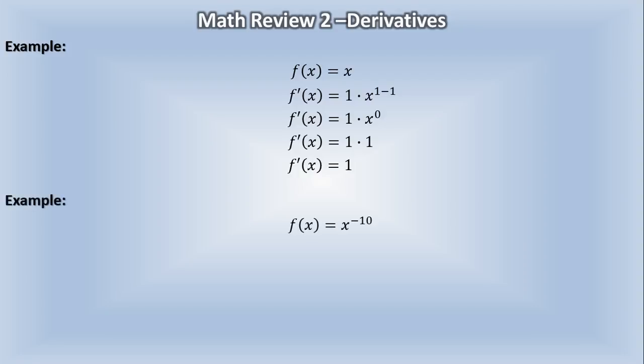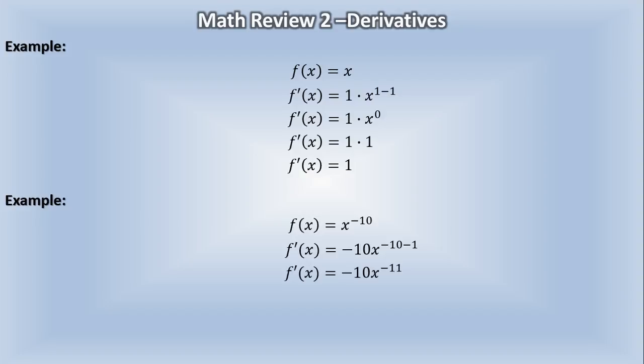If you have some function like x raised to the power of negative 10, you multiply the whole thing by negative 10, and then you subtract 1 from the exponent. So what are you going to get? x raised to the power of negative 11, right? Negative 10 plus negative 1, which is negative 11. So remember, this is stuff that if you're rusty on, you need to practice it in order to get it down. All right, so that's the derivative of x raised to negative 10.